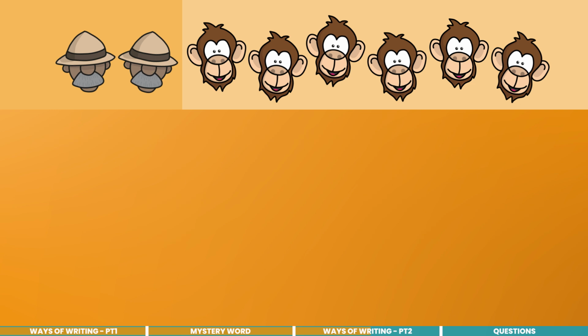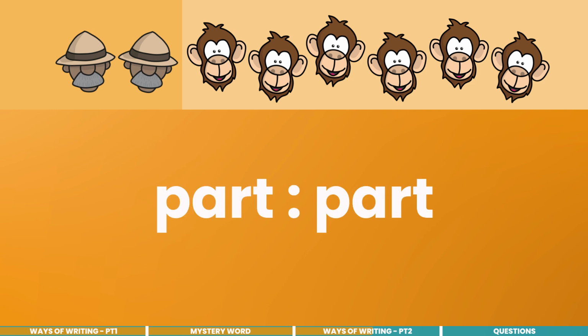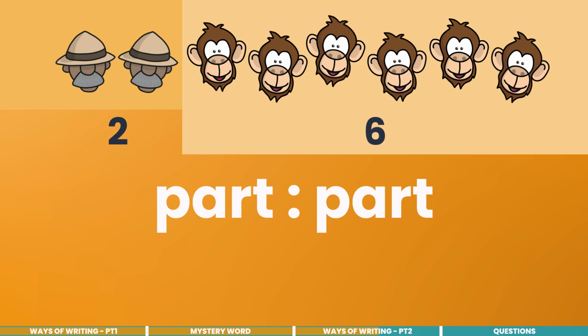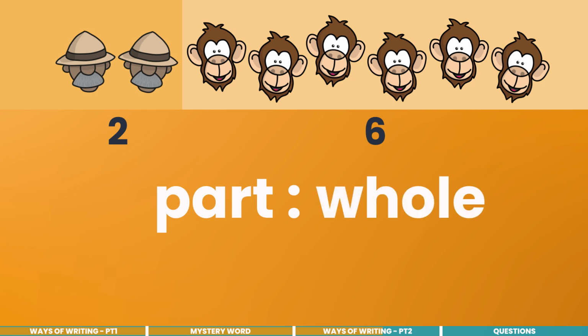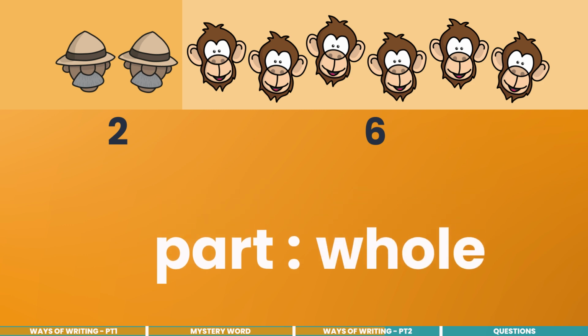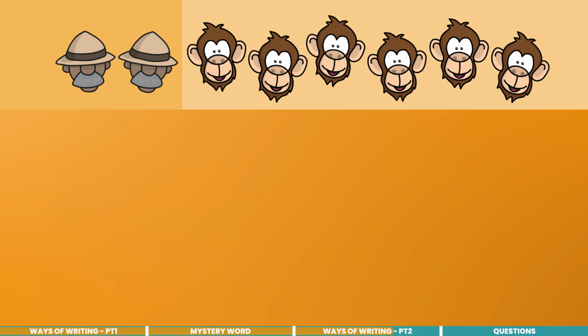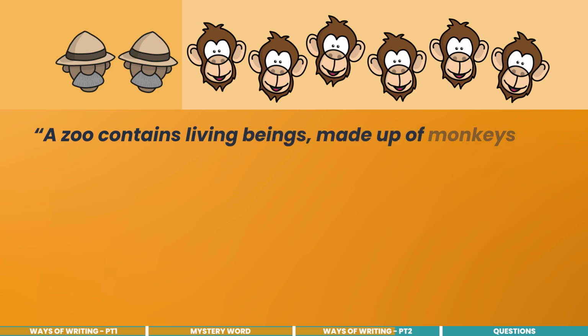These 16 have all been part-to-part ratios, by which we mean the 2 numbers relate to the 2 different things we have. In this case, one number relates to the keeper part and the other number relates to the monkey part. However, some questions might sneak in a part-to-whole ratio, where the second number relates to the total number of things. In this case, 2 keepers plus 6 monkeys means we have 8 things in total. Hence, we might see a question saying something like, a zoo contains living beings made up of monkeys and keepers. And then the ratio would be described in relation to the total number of 8 beings.